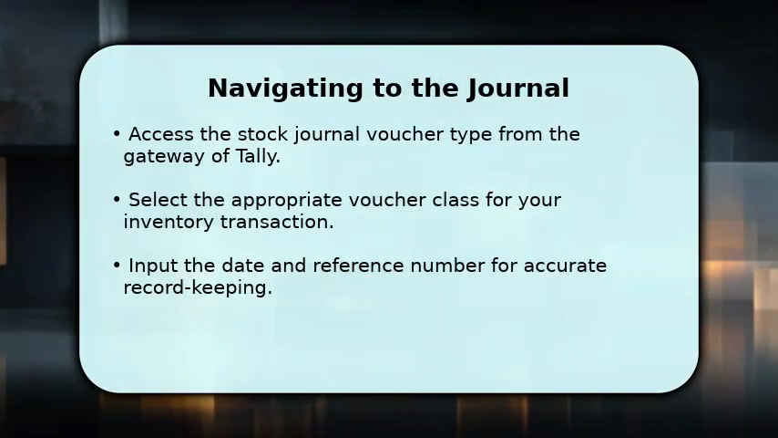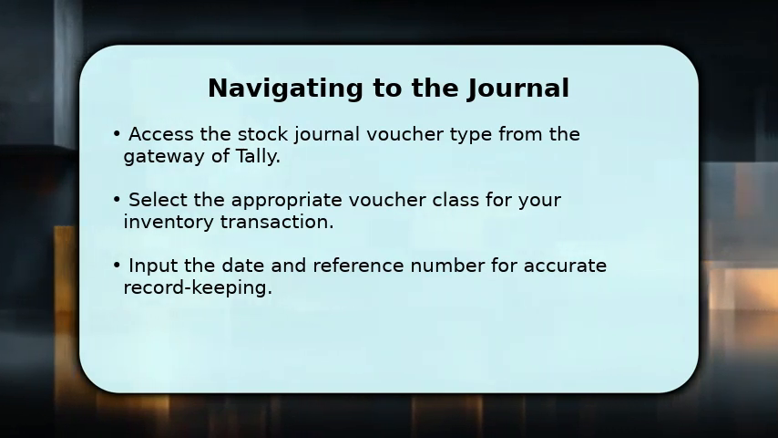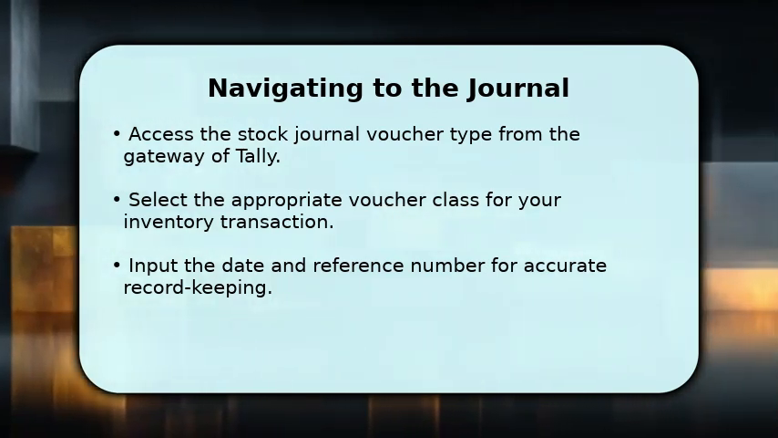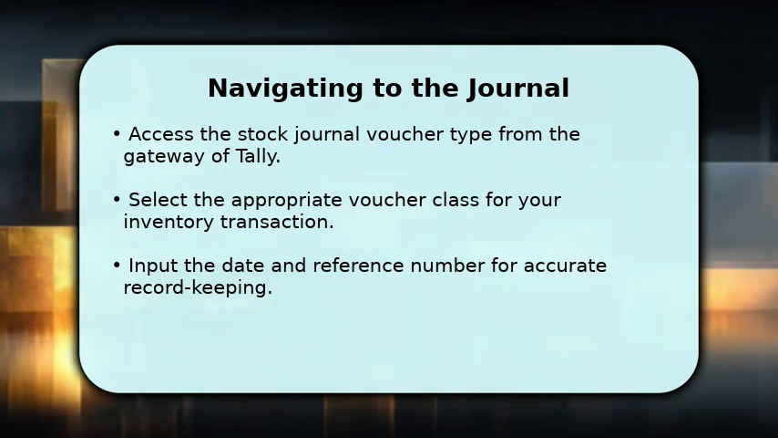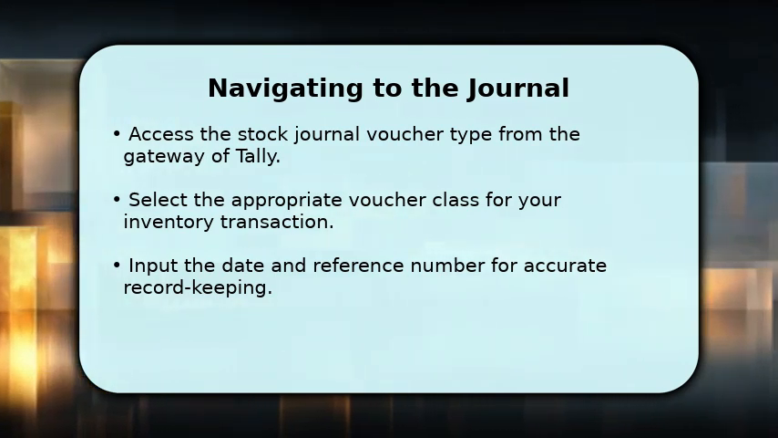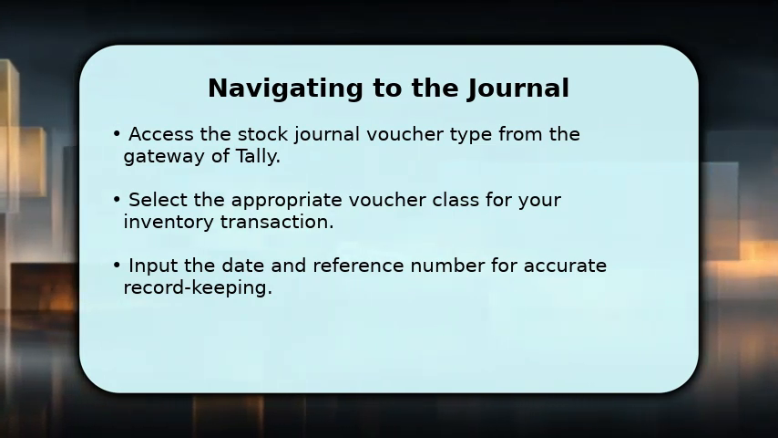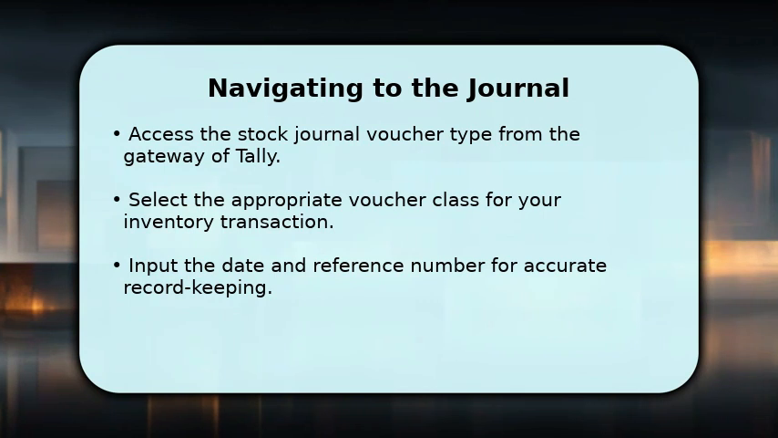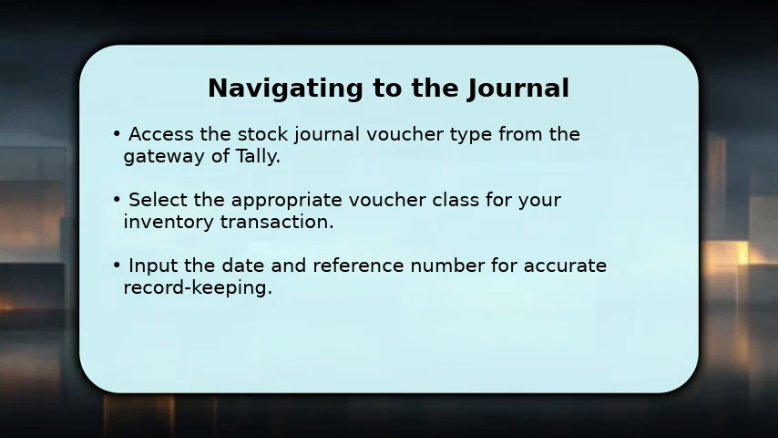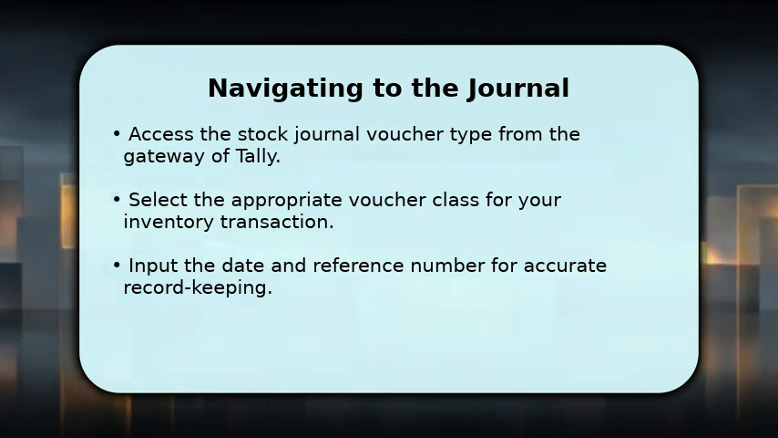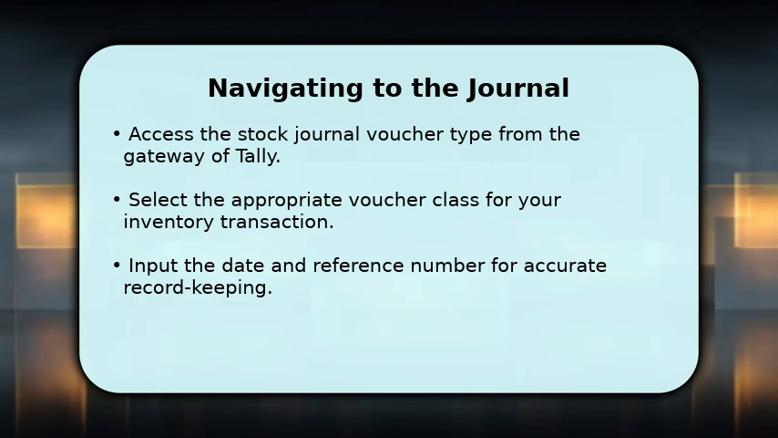To begin, open Tally Prime and navigate to the Gateway of Tally. From there, select Vouchers and then press Alt plus F7 for the stock journal. You will see two main sections, Consumption and Production. Choose the correct voucher class if you have multiple defined. Remember to enter the correct date for your transaction, ensuring your records are always up to date.